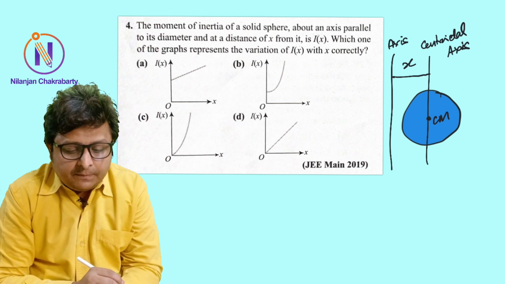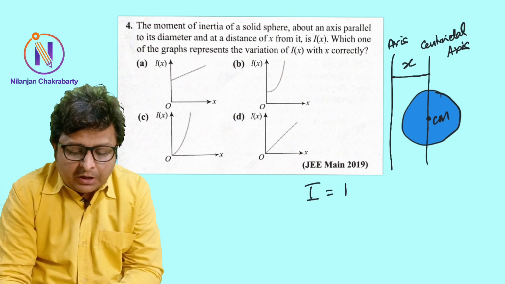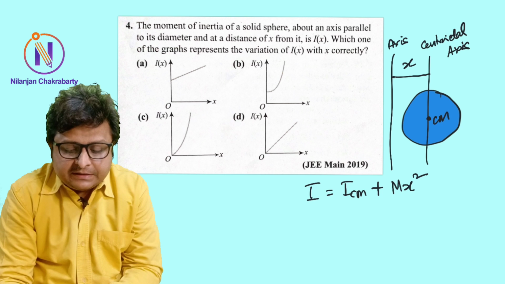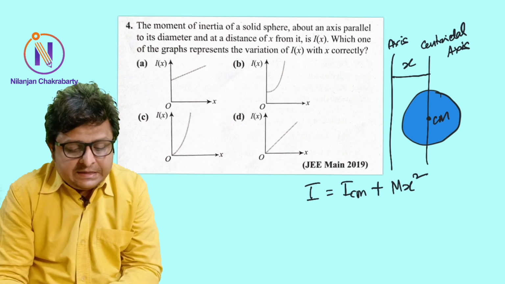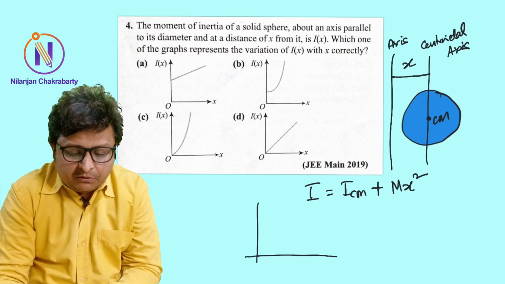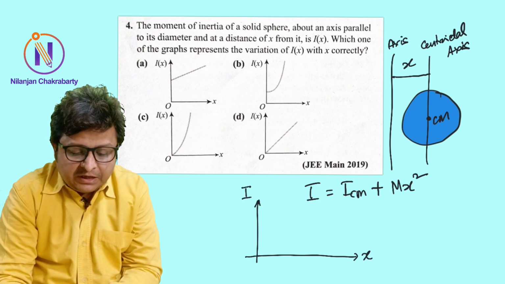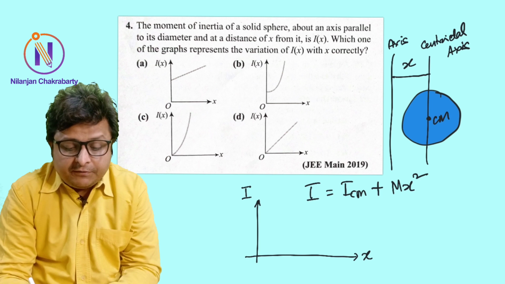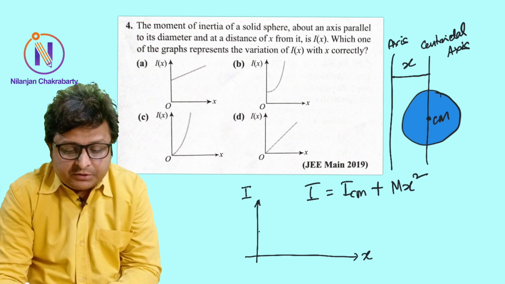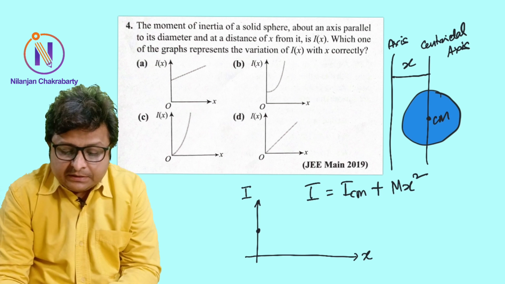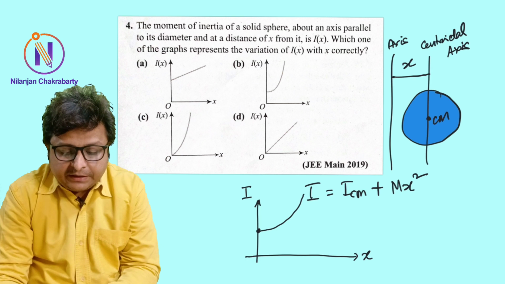Now, which graph represents Ix versus x properly? You know I equals Icm plus m times x squared. So at x equal to 0, I is minimum, and the rest of the curve is proportional to x squared. I equals Icm plus m times x squared, so surely it will be like this.